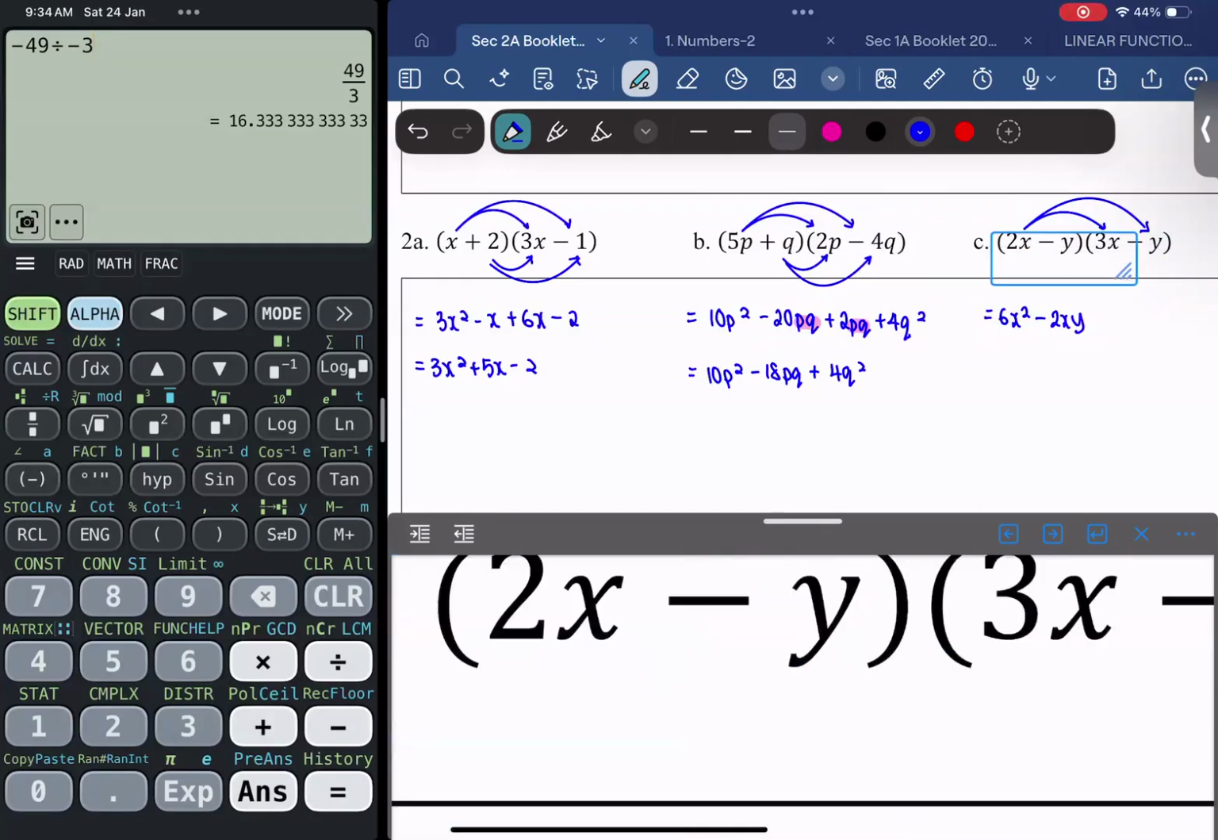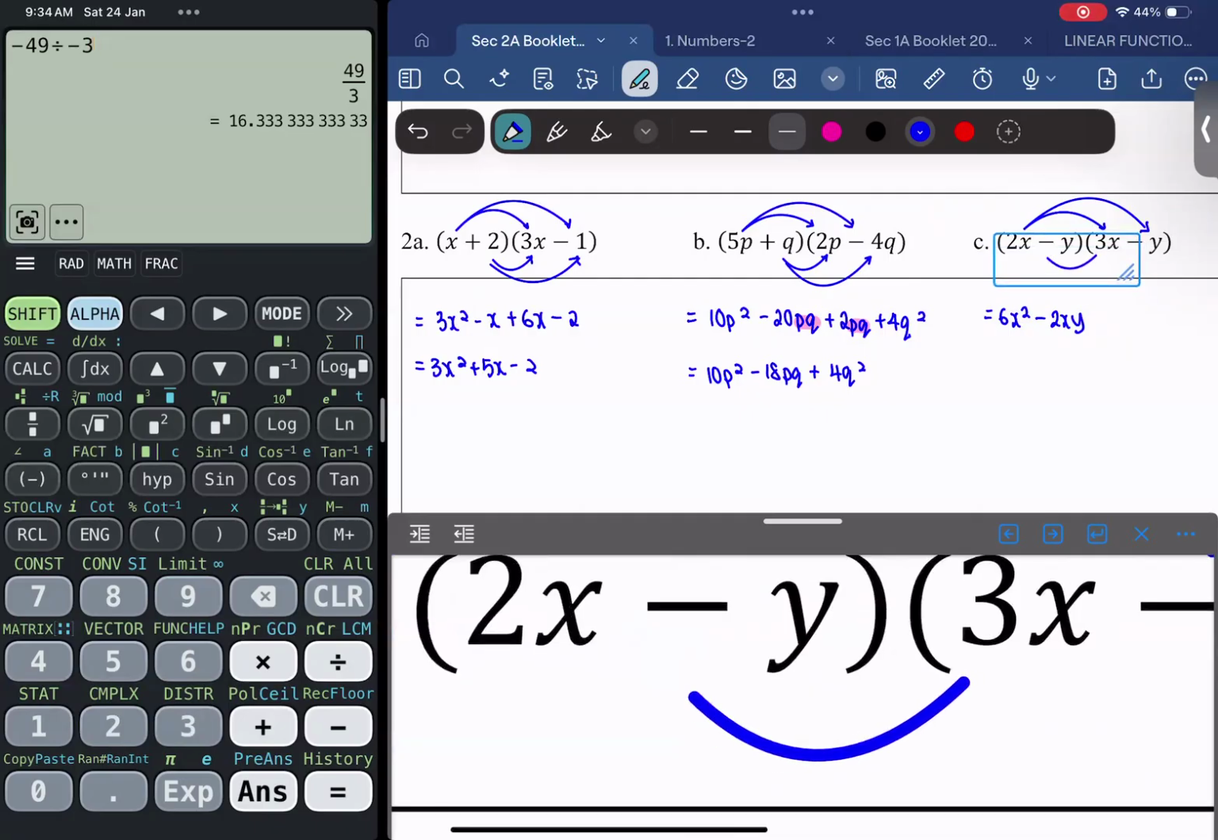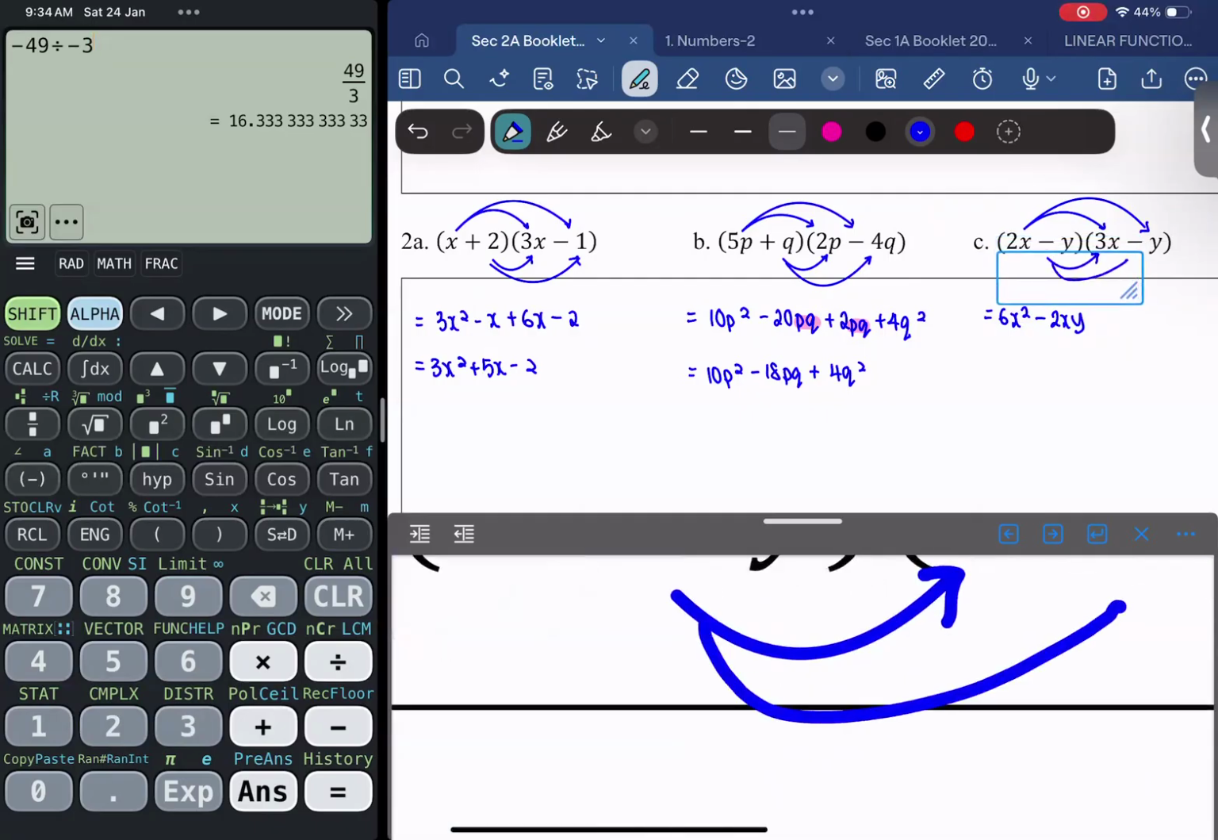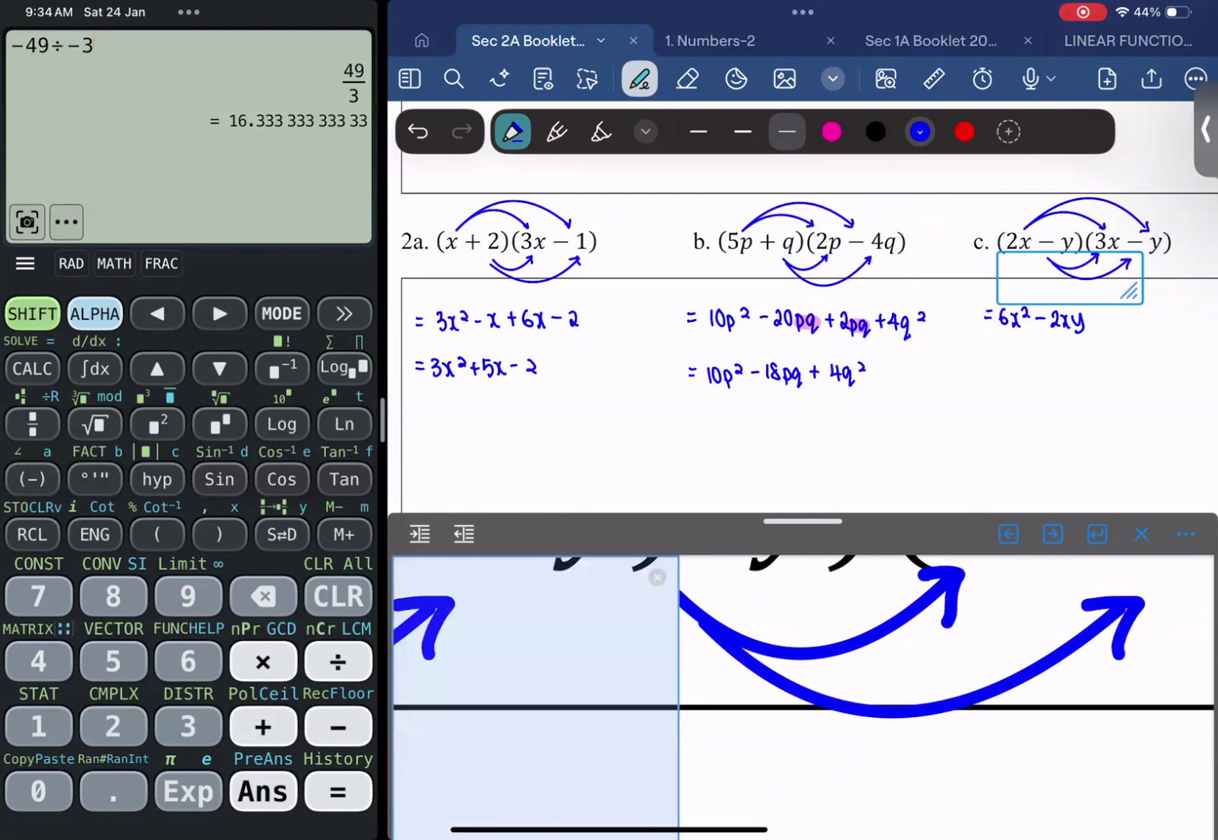Okay, so then you do the same for y. For y, don't forget that the negative belongs to the y. Y times y, you get y squared. Not just y itself. The rest are correct. Don't forget your x and y.